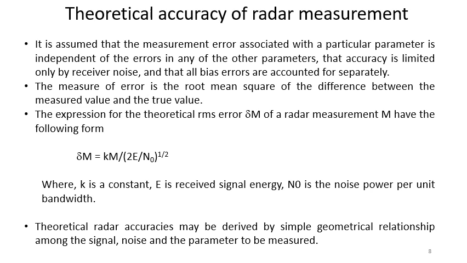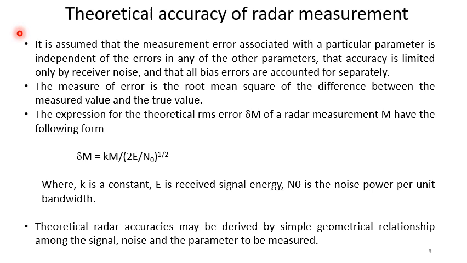Now we have to consider the theoretical accuracy of radar measurement. It is assumed that the measurement error associated with a particular parameter is independent of the errors in any of the other parameters, that accuracy is limited only by the receiver's noise, and that all bias errors are accounted for separately. The measure of error is the root mean square of the difference between the measured value and the true value.